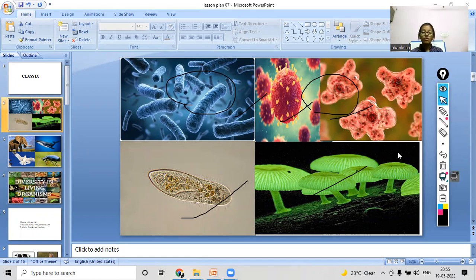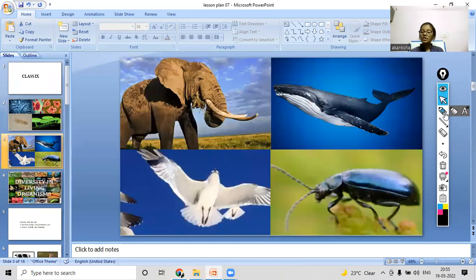Now we will move forward and see some more details. Okay. So now there are again pictures in front of you and you have to again identify and find the differences between these organisms. Okay, so these are the photos of some different animals, and the first one is an elephant. Very good. Second one is a blue whale. Okay, yes, very good. And the third picture is of a bird. Yes, and the fourth picture is of an insect.